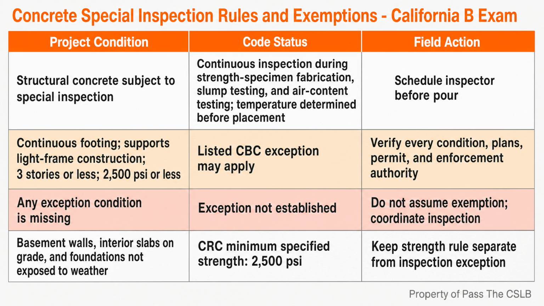A good counterfactual is simple. What happens if the crew adds water merely because placement is difficult? The immediate result is easier flow. The next result can be a changed water to cement ratio. That can reduce potential strength and increase permeability and shrinkage. The finish may look acceptable on pour day while the mix no longer matches the approved basis. The practical lesson is that short-term convenience can create long-term quality exposure.